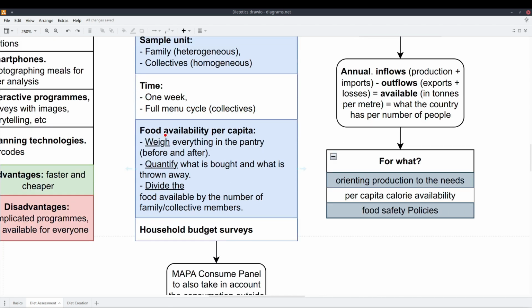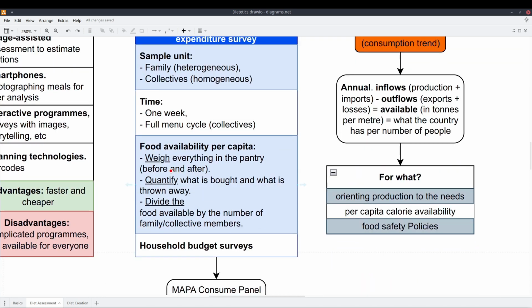What do we do here? We have to calculate the food availability per capita. We have to weigh everything in the pantry before and after the survey, quantify what is bought and what is thrown away, and divide the food available by the number of family or collective members.